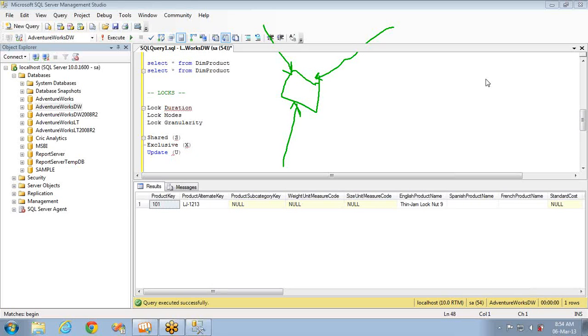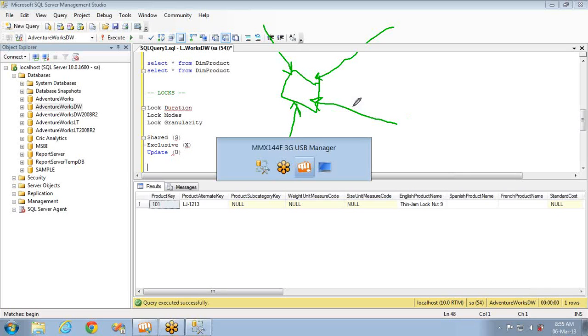This shared lock is mainly for reserving a resource for reading the data. When a shared lock is applied on a particular resource, other users cannot update the data until the shared lock is removed from that resource. So now you have a shared lock on this particular resource. If I'm the fourth user who tries to update this data, it won't allow it, until no shared lock is available on this particular resource.